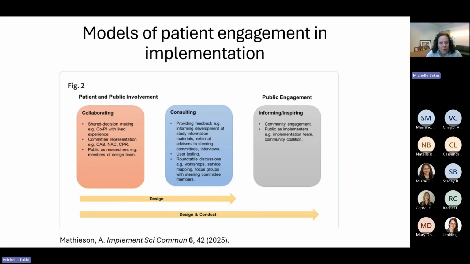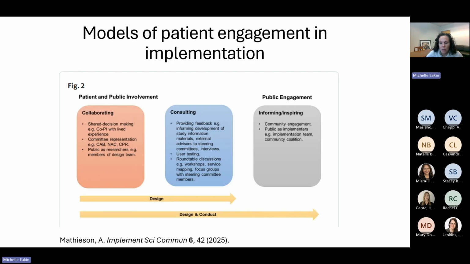There was an article published last year that did a systematic review of community engagement in implementation science. And I should say, I'm using the terms community and patient engagement interchangeably, depending on the context, but they're really the same, working with the end users of whatever we're trying to implement. They did a systematic review of almost 30 implementation projects and looked at what kind of models were used, or how the patients were engaged in the implementation process.